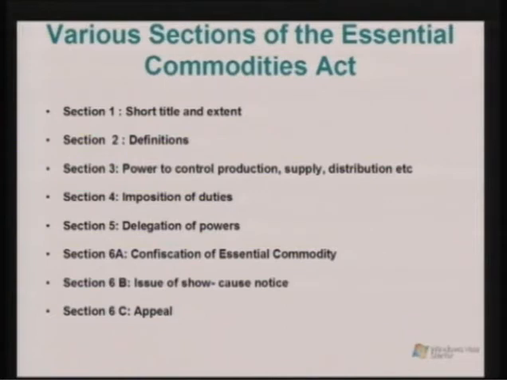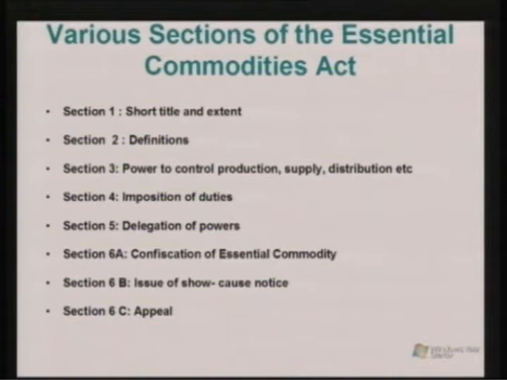Section 3 stipulates power to the central government to control production, supply, distribution, sale, trade and commerce. This is a very important section under which many of the orders related to foods are promulgated from time to time. Sections 4 and 5 give the power of imposition of duties to state government or central government, and section 5 delegates the power to the appropriate authority designated by state government or central government.